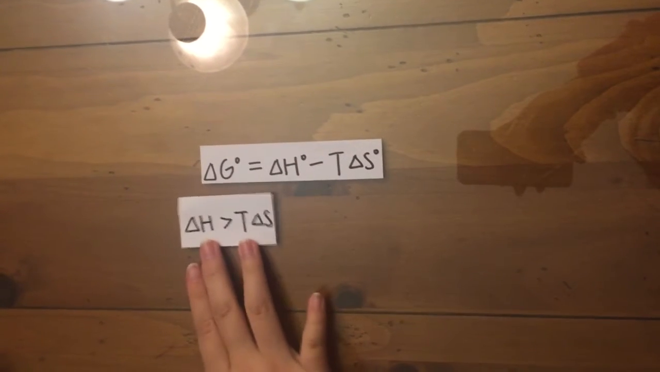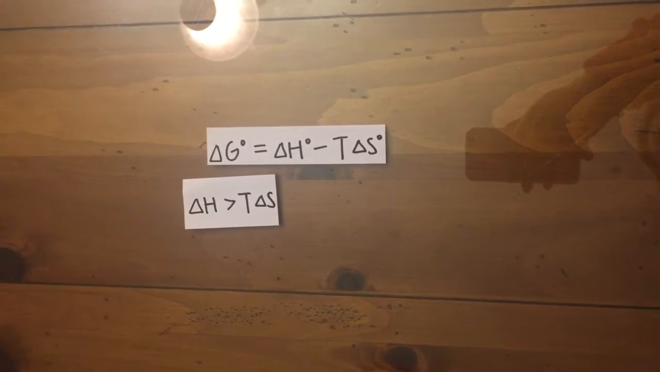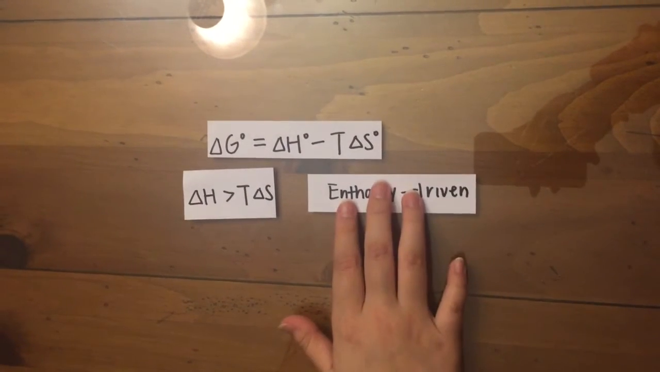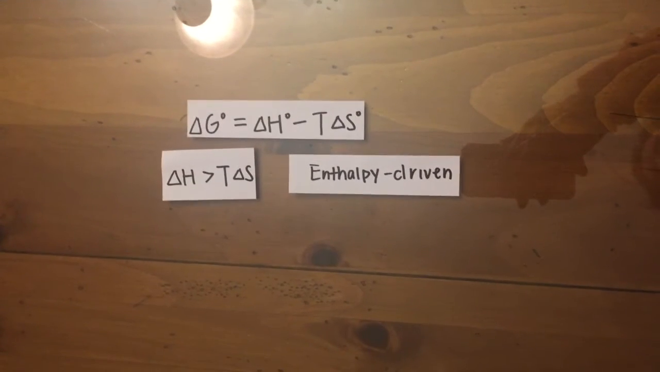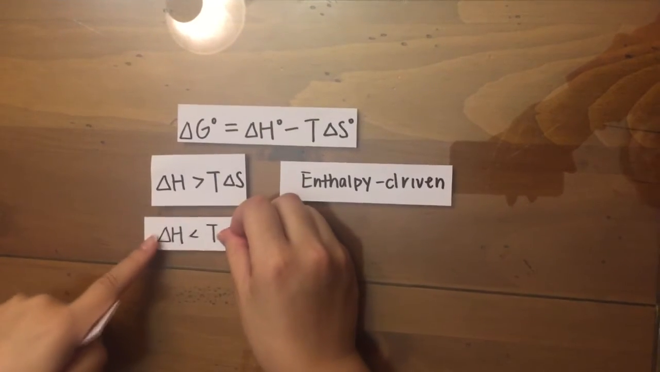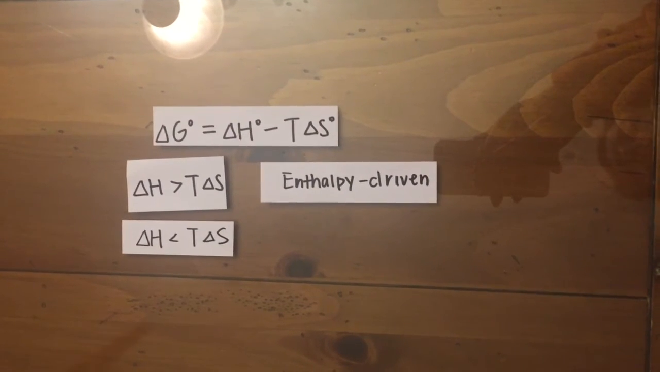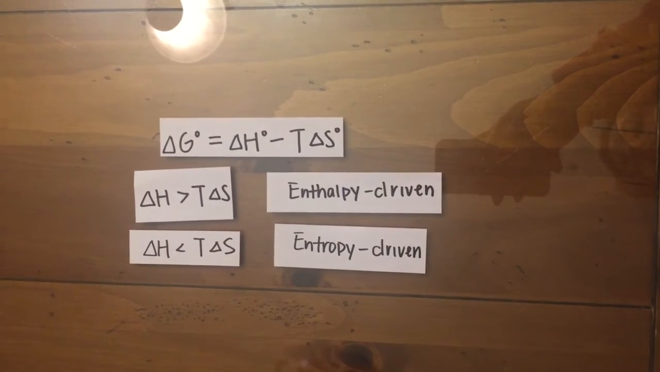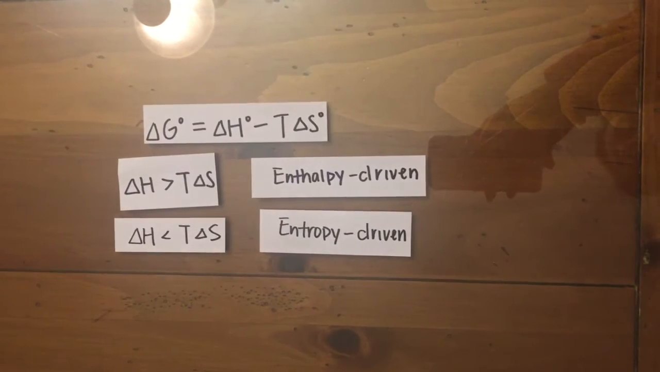When the enthalpy change is greater than the product of temperature times the change of entropy, then we say the reaction is enthalpy driven, meaning enthalpy is the main outside force that forces the reaction to happen. When the enthalpy change is smaller than the product of the temperature and the entropy change, then the reaction is entropy driven, meaning the reaction is mainly driven by entropy to completion.